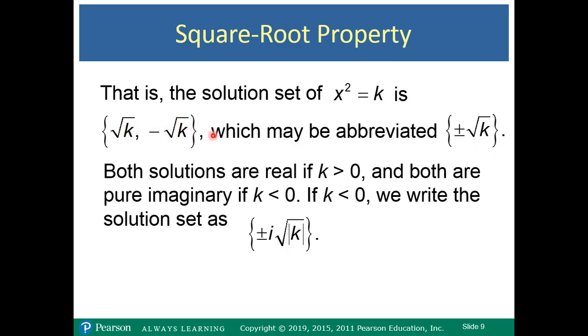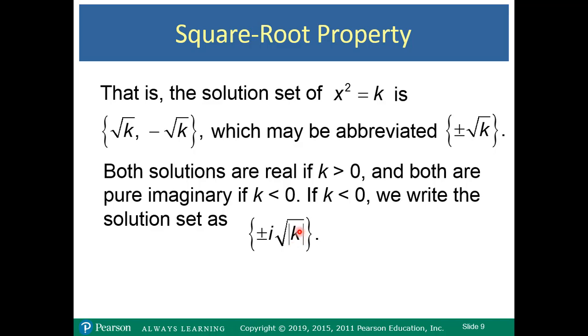Because then you get a real number. And it's complex, they're both complex, I guess you could say, but pure imaginary if k is less than 0. Okay, and so we can rewrite this set as what? Plus or minus i times the square root of the absolute value of k.